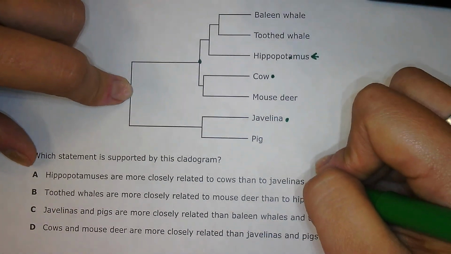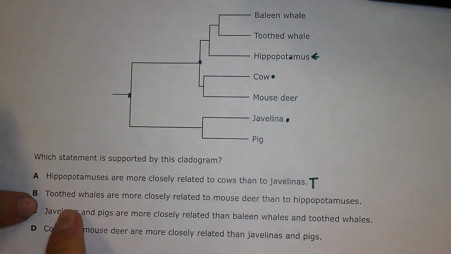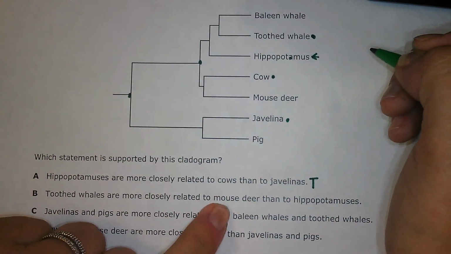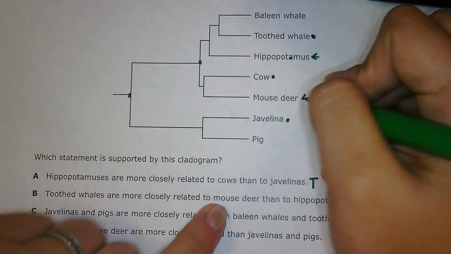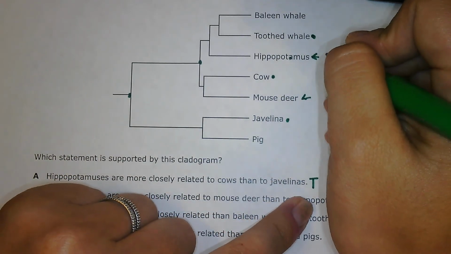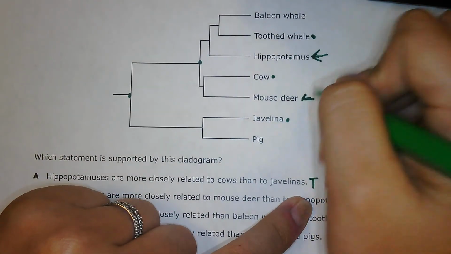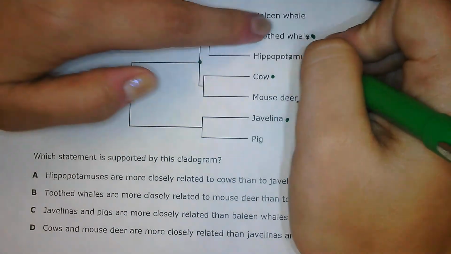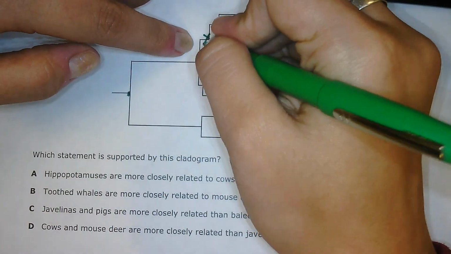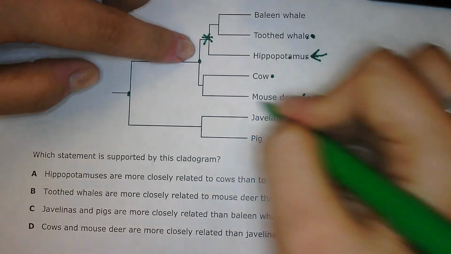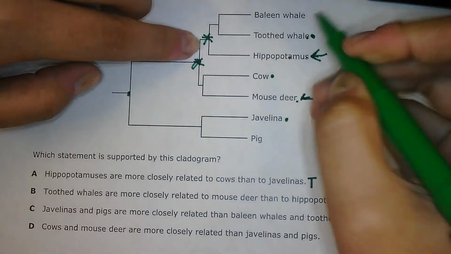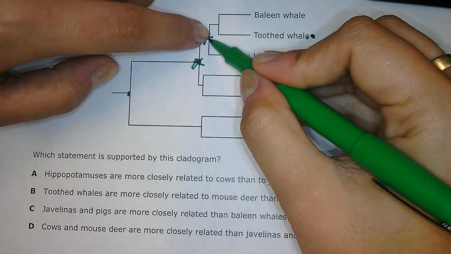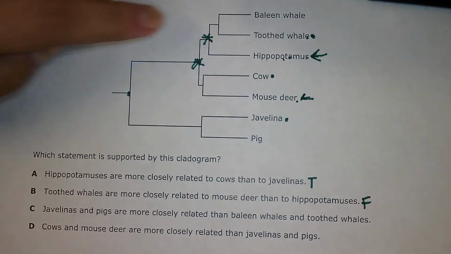So this is true. Toothed whales are more closely related to mouse deer than they are to hippopotamuses. That's funny. So they're saying that toothed whales are more related to the deer than the hippopotamus. Toothed whales share a common ancestor with hippopotamuses right here, and with mouse deer, it shares it right here. So the hippopotamus is more closely related to the toothed whale because they share a closer ancestor. So this one is false.